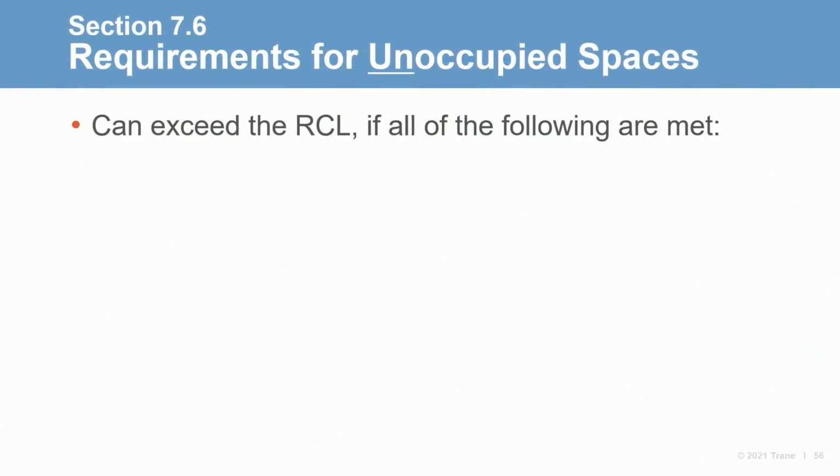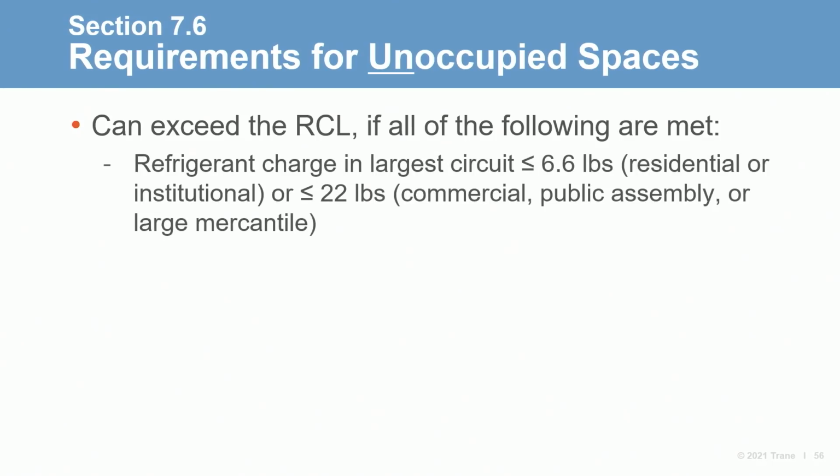Previously with A1 refrigerants, we ignored the unoccupied spaces. Now if an unoccupied space contains compressors or pressure vessels containing A2L refrigerant, it can exceed the RCL only if it meets all of the following requirements. First, the refrigerant charge in the largest circuit is limited to 6.6 pounds for residential or institutional occupancies, or 22 pounds for commercial, public assembly, or large mercantile.